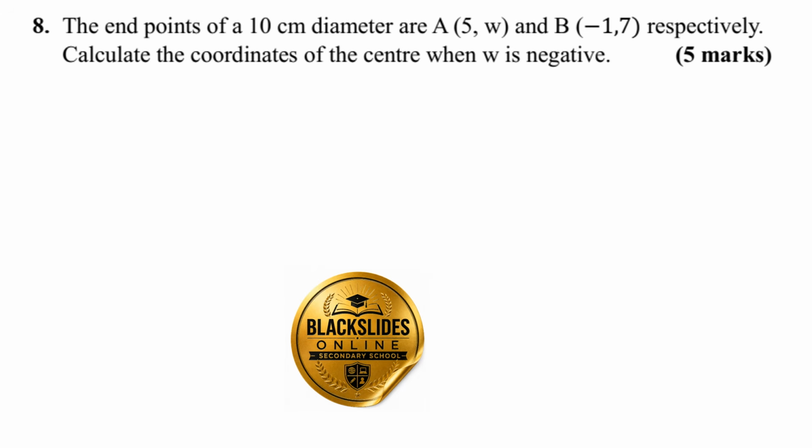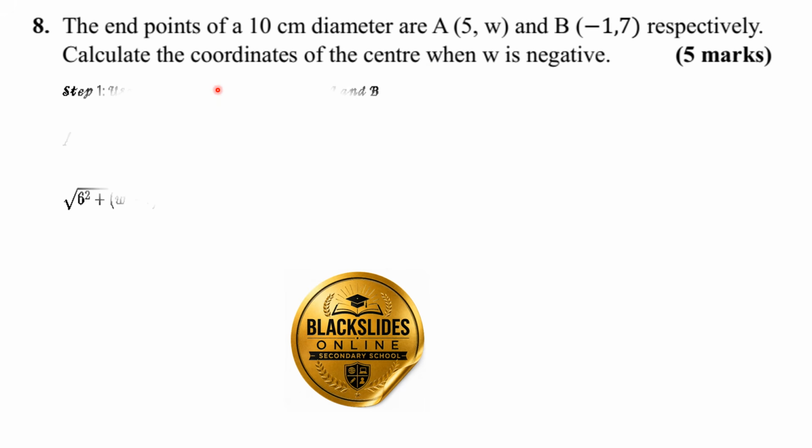Question number 8. The endpoints of a 10 centimeter diameter are A and B, where A has the coordinates 5, W, and B has -1, 7, respectively. Calculate the coordinates of the center when W is negative. This is coordinate geometry.